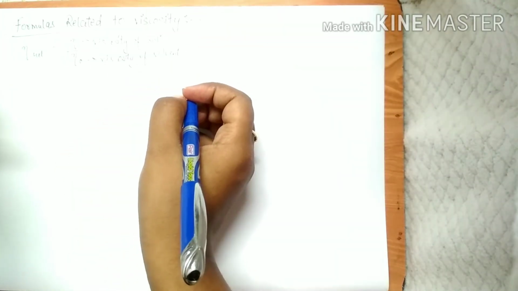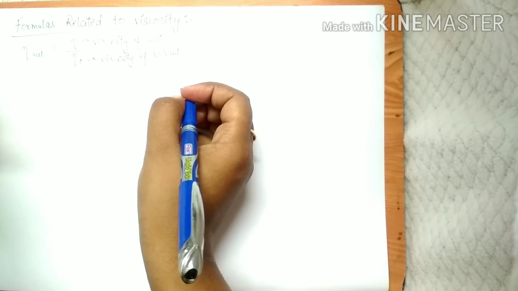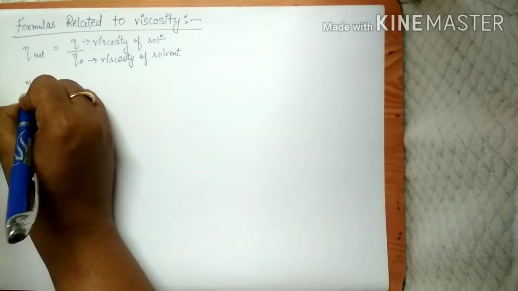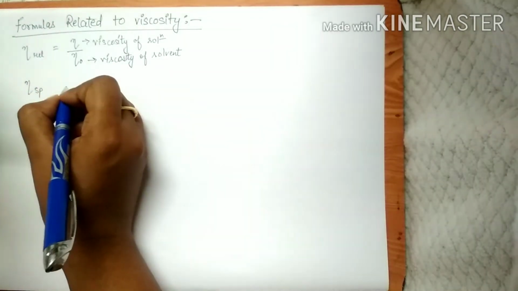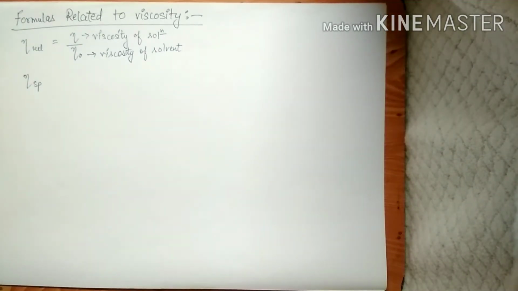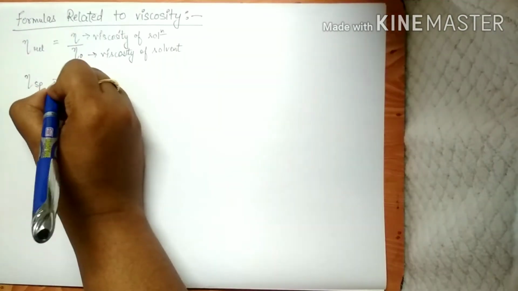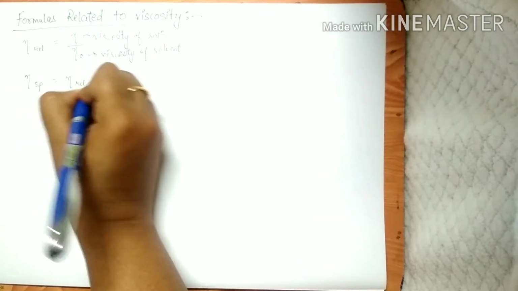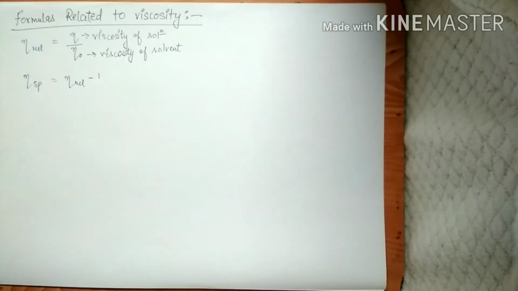Okay, next formula which we are going to define is your eta specific, or your specific viscosity. Specific viscosity will be equal to relative viscosity minus 1. Okay, this is the second formula.